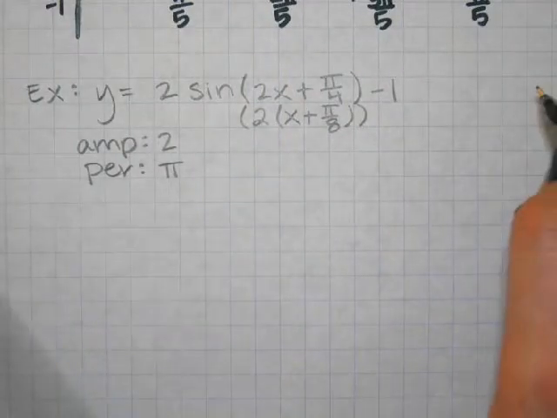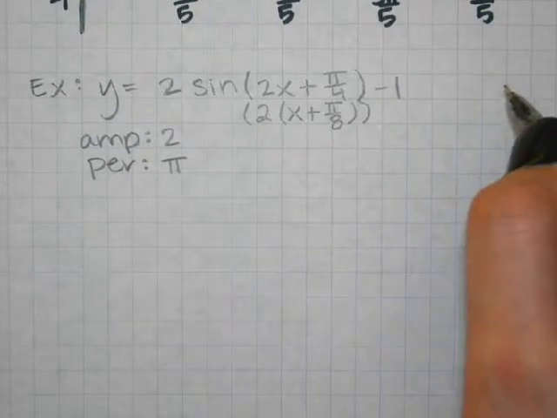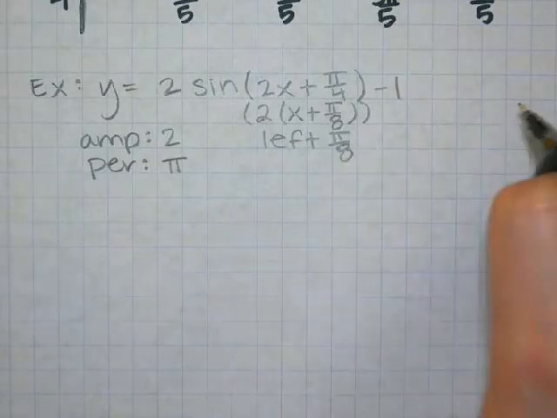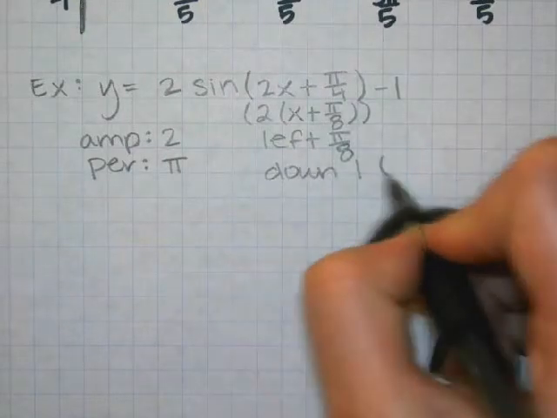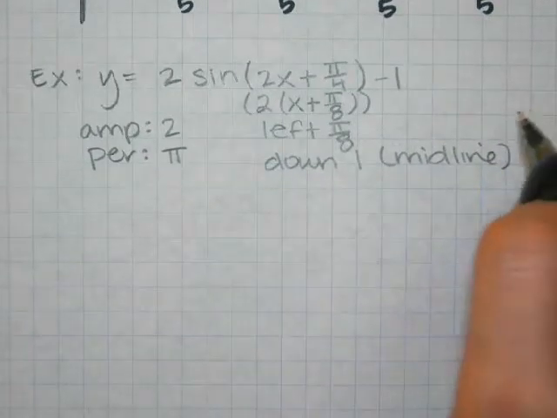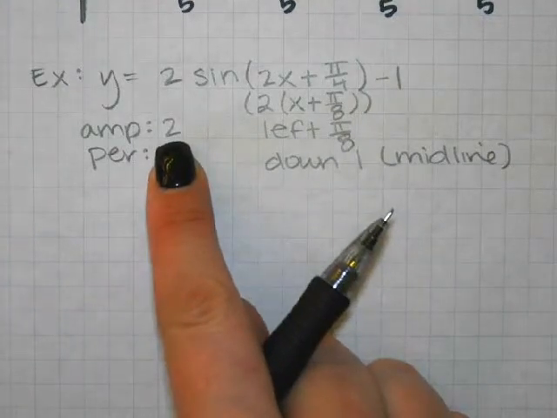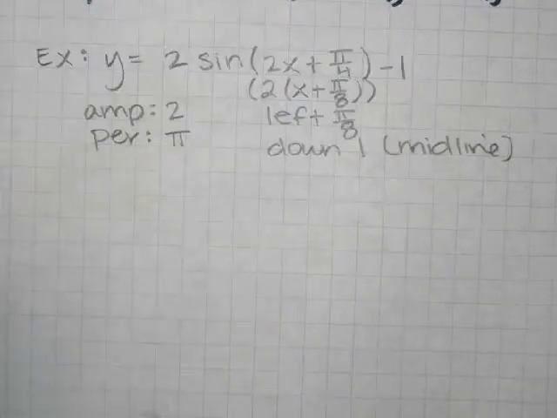All right, so now I can go ahead and say some more transformations. So what else do we see? Left pi eighths. Okay, and then last one, down 1, and that's also the midline. All right, so I want to make sure I have enough room for an amplitude of 2, so up 2, down 2, but then I have to think about my graph shifting down 1, so I have to have a little bit more underneath the x-axis than I do above.